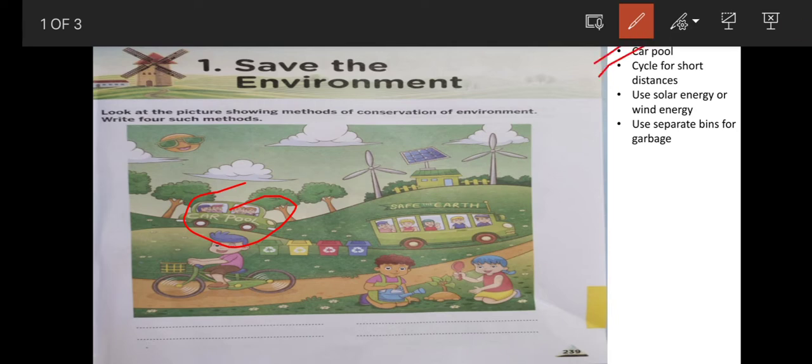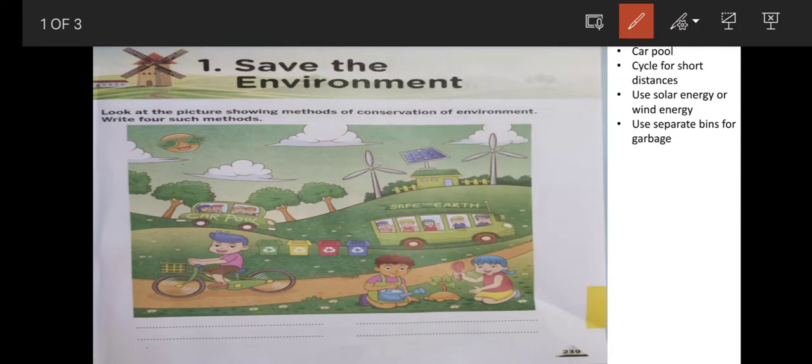At the right side of the screen you can check out the answers. The 4 methods are written here, and write it down. You can write it down in the given blanks. So the first one is carpool. Write carpool in the given blank.